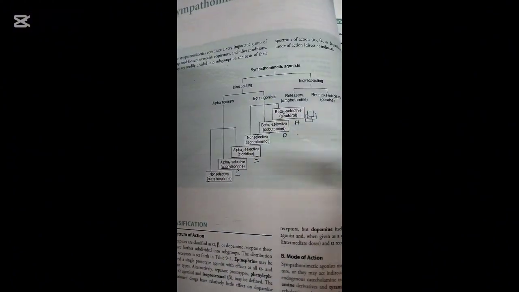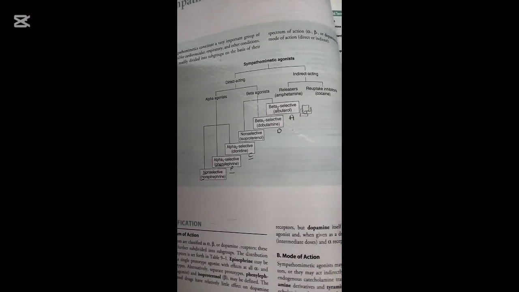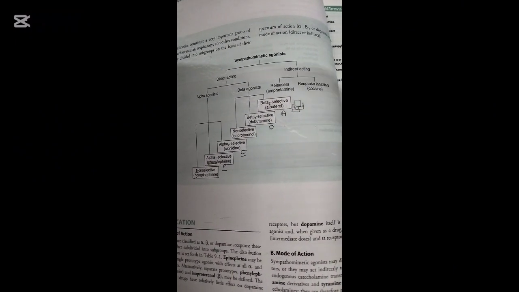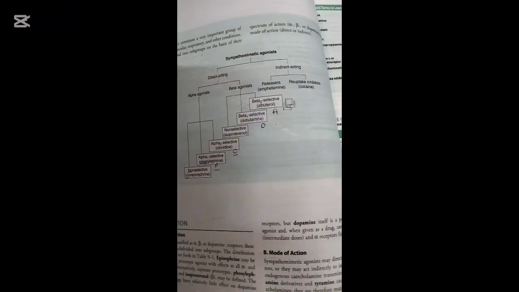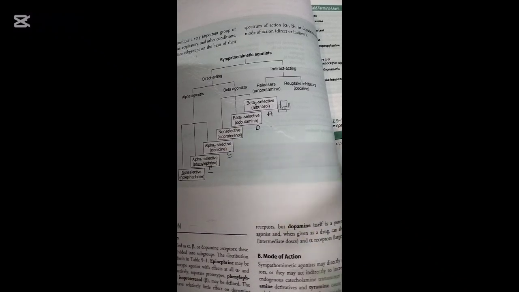For the beta agonists, let's talk about the beta 1 agonist, and then we're going to talk about beta 2 agonist, and then the beta 1 selective, beta 2 selective, and then the non-selective. For the beta 1 selective, please remember dobutamine, and for the beta 2 selective, please remember albuterol, which is an inhalant. And then for the non-selective, please remember isoproterenol.